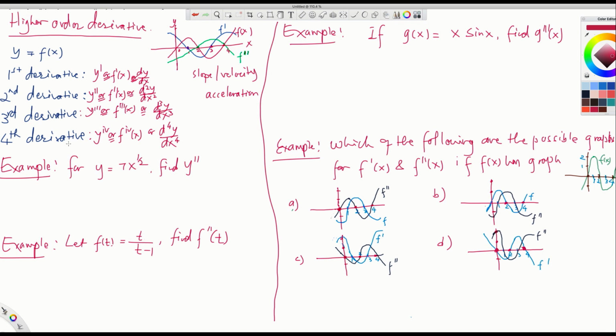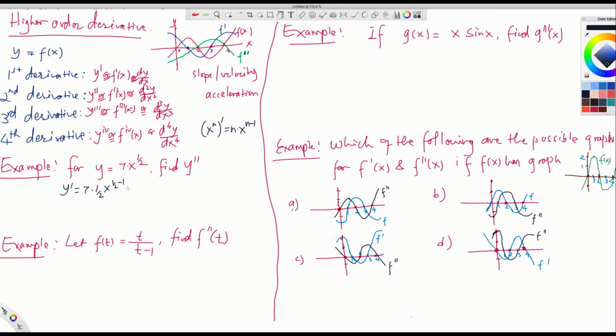Let us see some examples. Example number 1: y is given as 7 times x to the 1/2. Find y double prime. Let us first find y prime. That is 7 times 1/2 times x to the 1/2 minus 1, because 7 is a number, so you can pull that out, and then you use the derivative of x to the 1/2. What is the formula? The derivative of x to the n is n x to the n minus 1. Prime stands for the derivative.